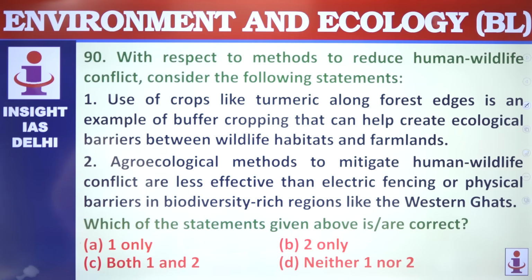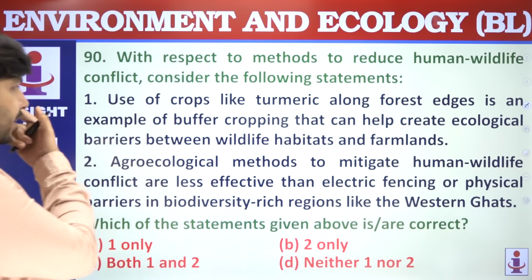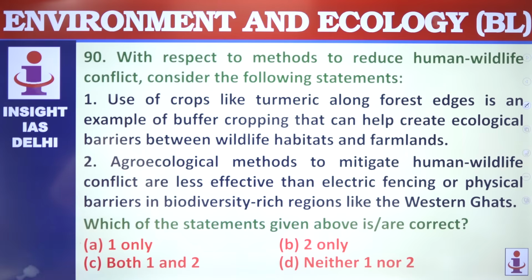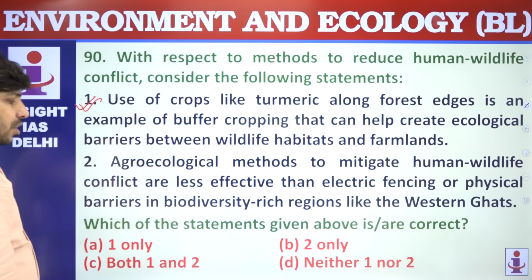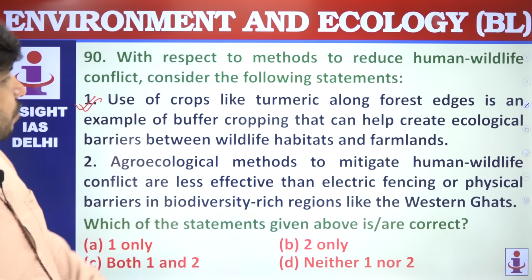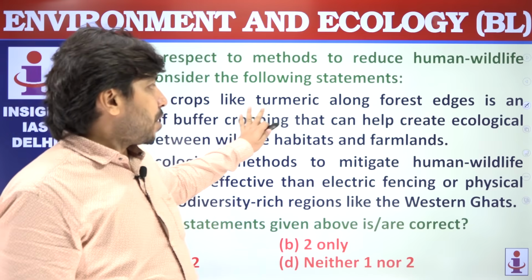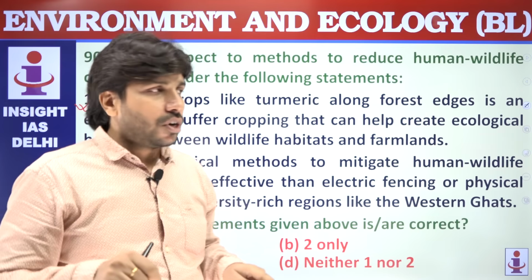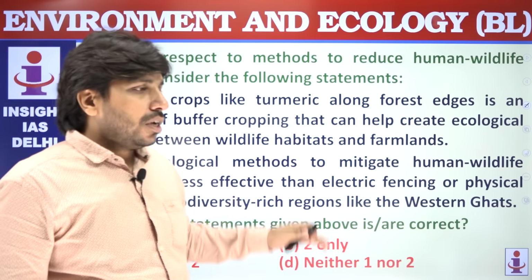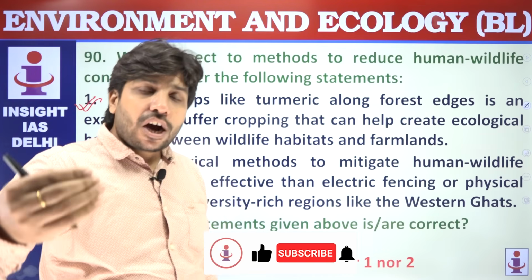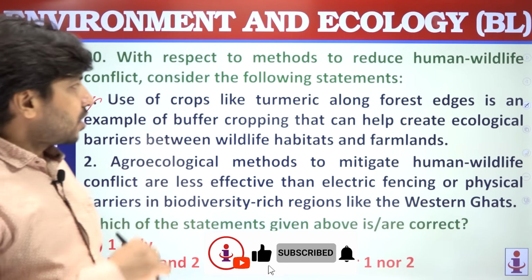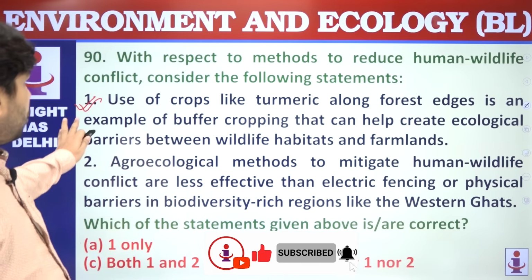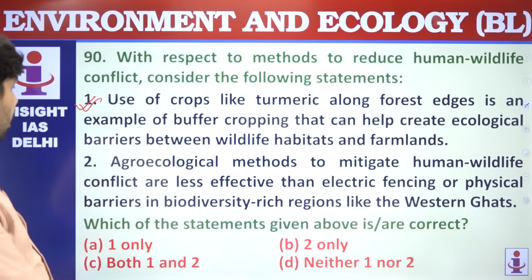Human wildlife conflict. Use of crops like turmeric along forest edges is an example of buffer cropping that can help create ecological barriers between wildlife habitat. Yes, this is correct. This has been in the news very recently because some villagers have started planting turmeric along the edges of their cropland or near the forest area, and because of the turmeric, wildlife like elephants are avoiding coming into their croplands. So this has been in the news very recently.